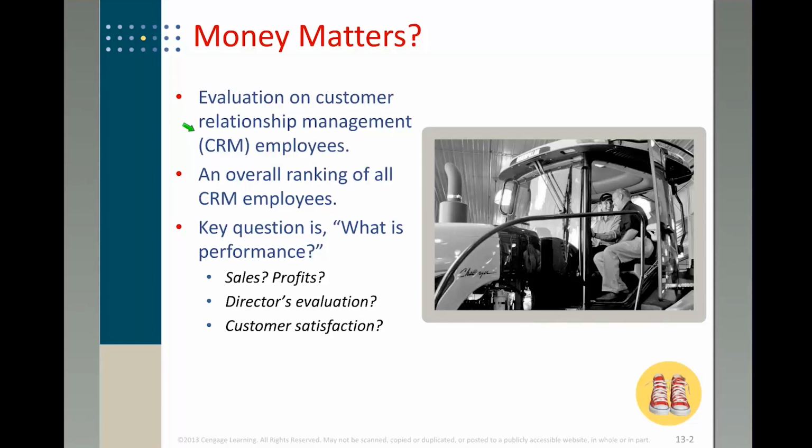Okay. Right now, the company is considering evaluating all CRM employees. And they want an overall ranking of all CRM employees. Basically, the company's intention is to identify the lowest 20% of performers, and then they will put these employees on the probationary list with specified targeted improvement goals. And then they will meet a year later to evaluate these employees again to determine whether they have improved or not.